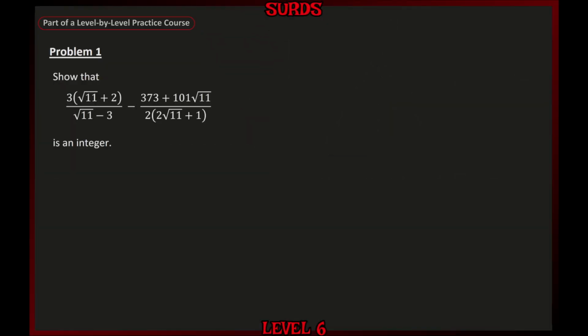In problem 1, we're asked to show that this expression can be expressed as an integer. Now to start, rather than combining the fractions together straight away, it's going to be easier to rationalise and simplify each of them independently and then combine them after.